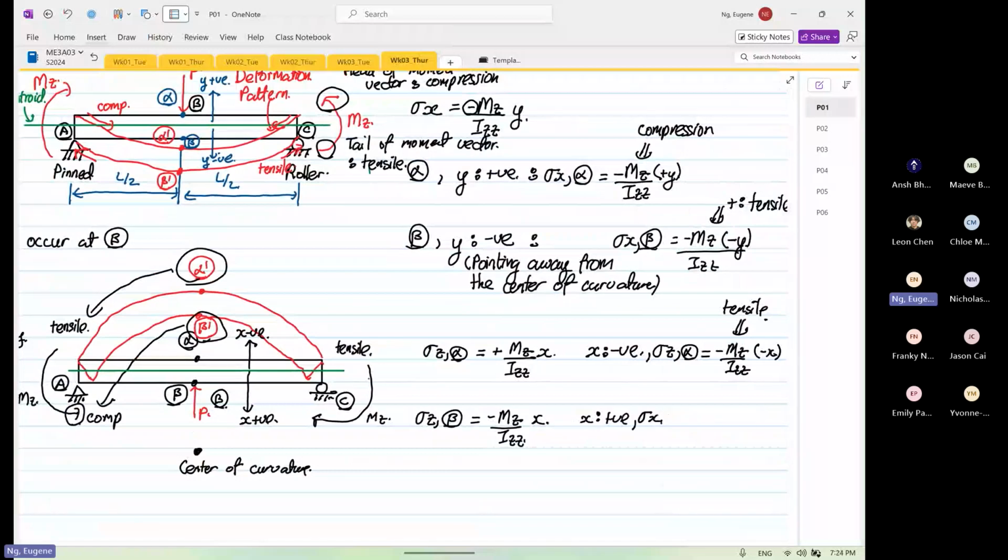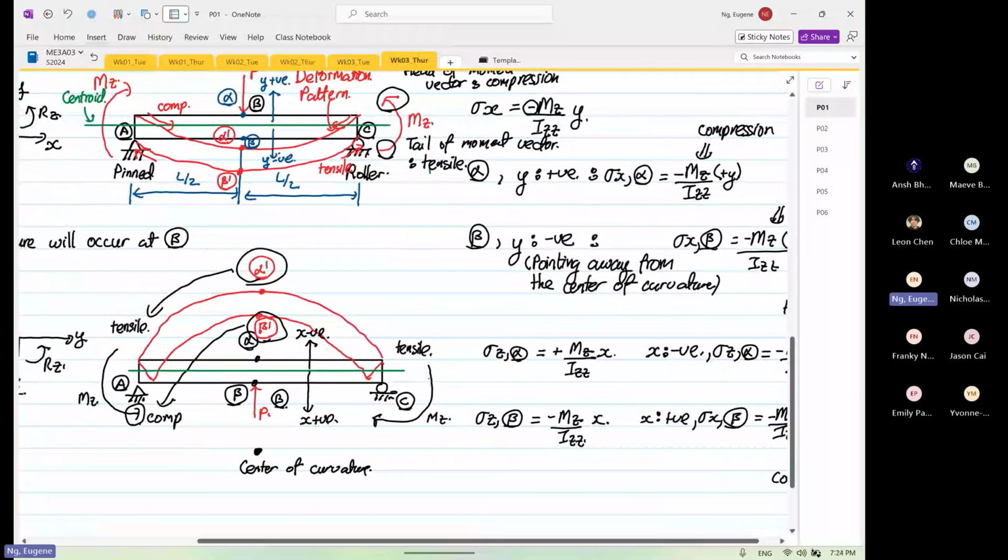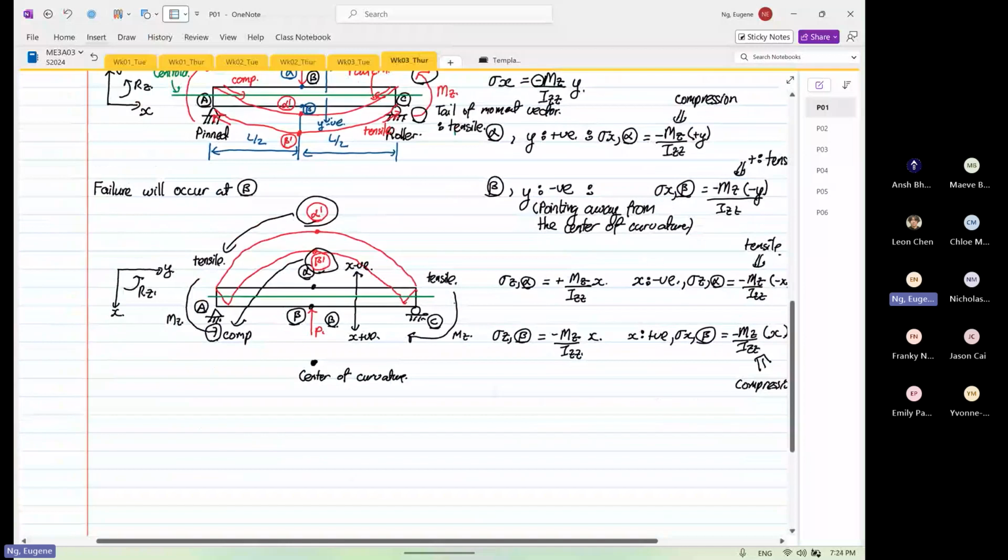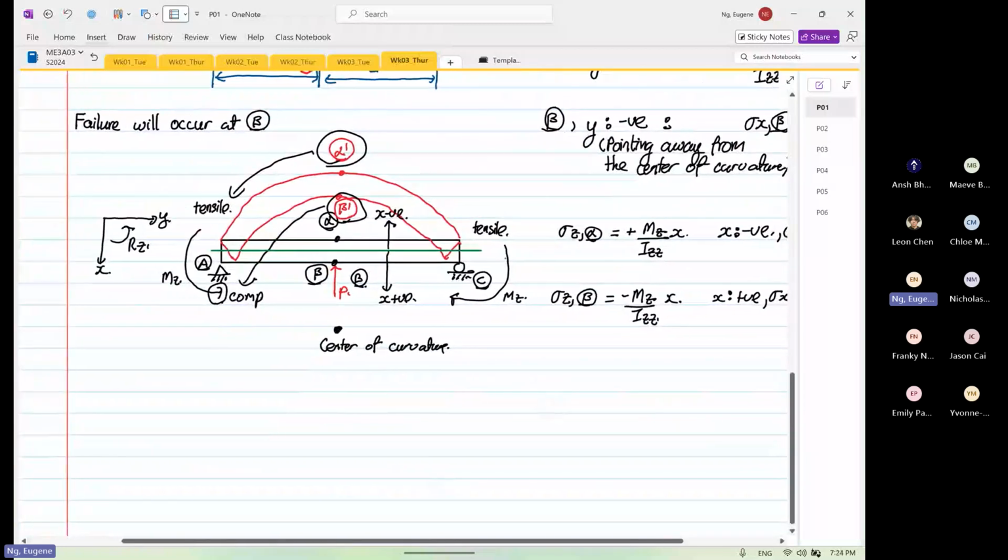Likewise, at beta, x is positive. You have stress Z of beta. So this will be equal to minus Mz over Izz, and then the x will now be positive, right? So for this case, it will be in what? Compression.